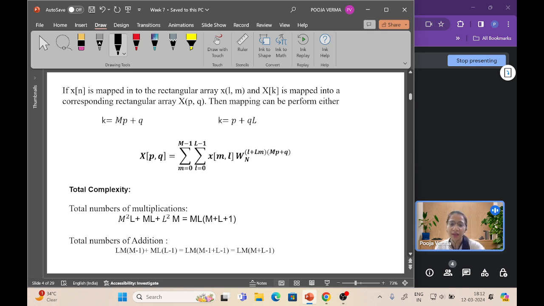So the two-dimensional array of this mapped signal can be represented as X of p, q equal to the summation over m from 0 to M-1 and the summation over l from 0 to L-1 of x of l, m W_N^{(Ml+m)(Mp+q)}. The complexity of this divide and conquer approach is as follows: the total number of multiplications required to compute this equation will be N(M+L+1), and the total number of additions required is N(M+L-2).